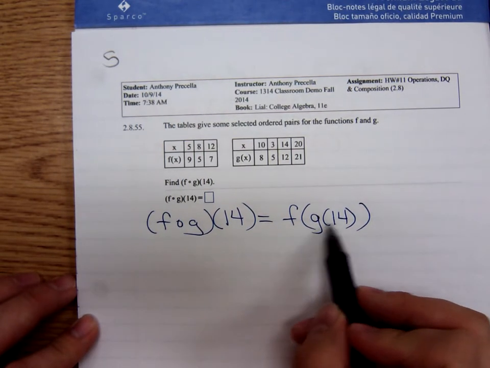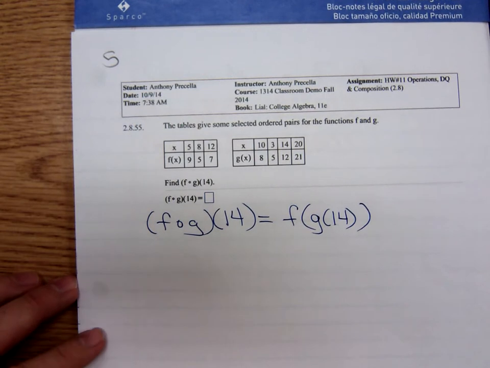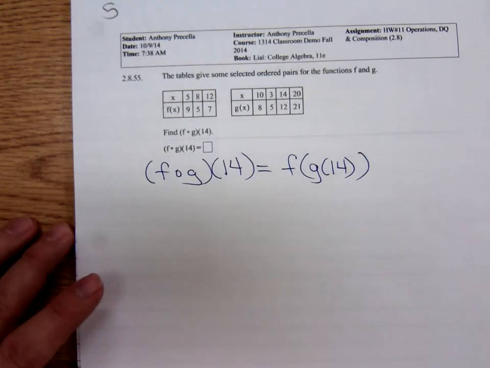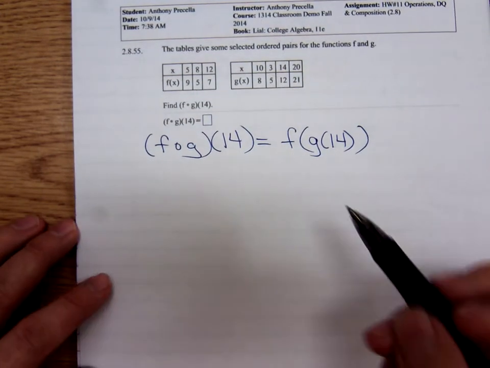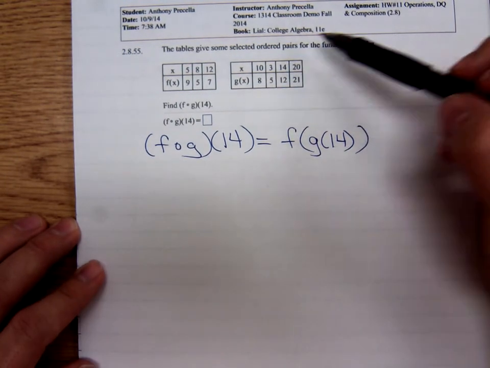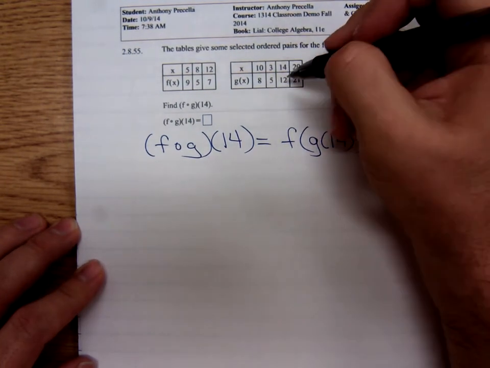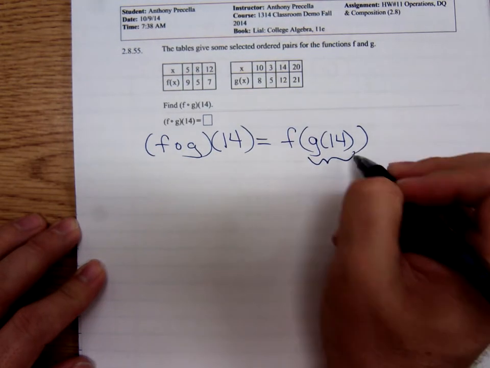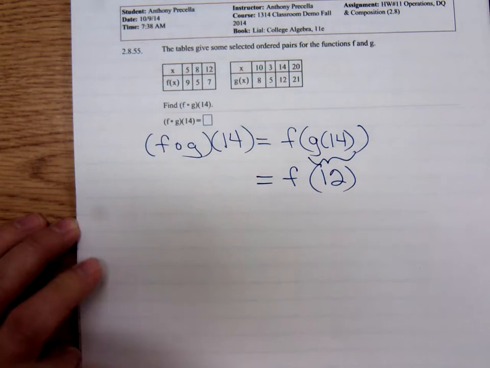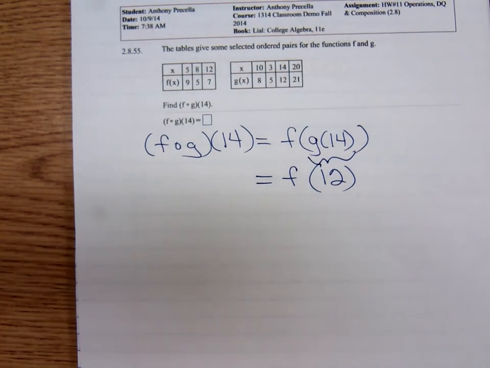What's g of 14? I remember having some problems in the function homework where we were evaluating functions using tables. So, what's g of 14? You go to the g table. 14, okay, you're right. 14 is assigned to 12. So g of 14 is 12. We still have that f on the outside. What's that saying to do? F of 12.